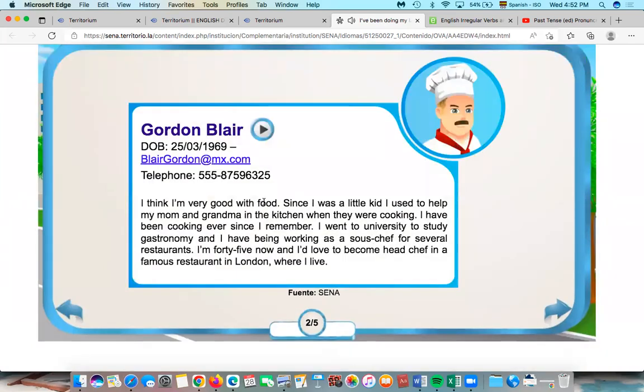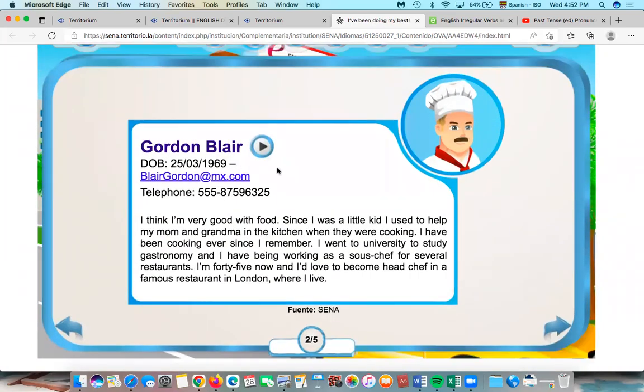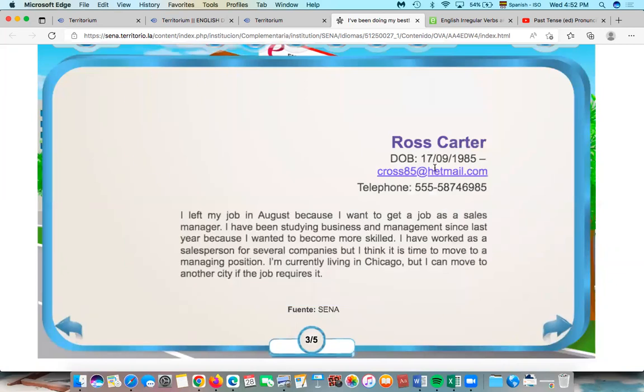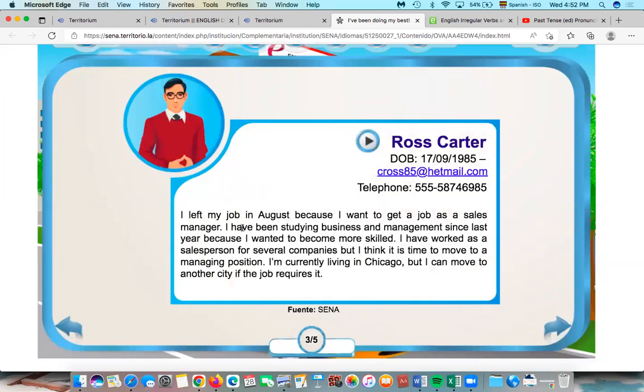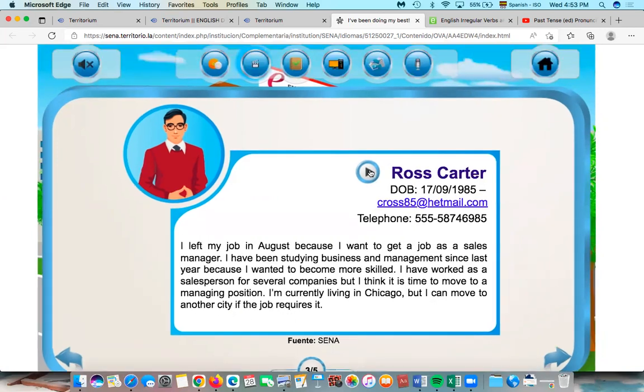Like when somebody is saying here, it's a chef who is saying his profile as a chef, right? And here we have manager, and you can see the example of how he describes or writes his profile as a manager. And you can listen to the pronunciation: I left my job in August because I want to get a job at... So you can listen to the pronunciation as well.